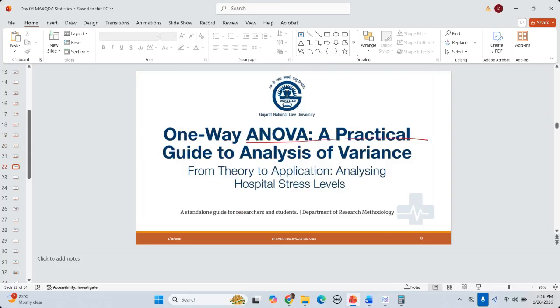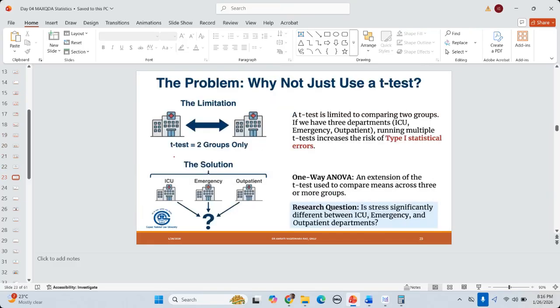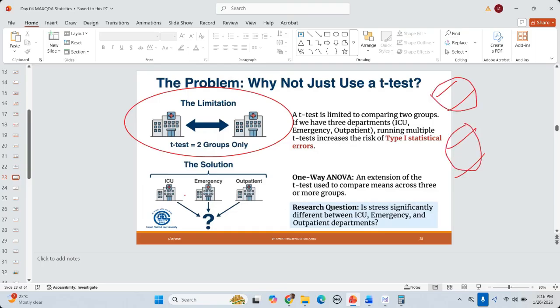One-way ANOVA, basically we use it when it comes to comparing more than two groups. Look at the test results here. We'll use t-test when we have two groups, like urban area or rural area, central university, state university, right? Whenever we have two groups, we'll go with the independent sample test.